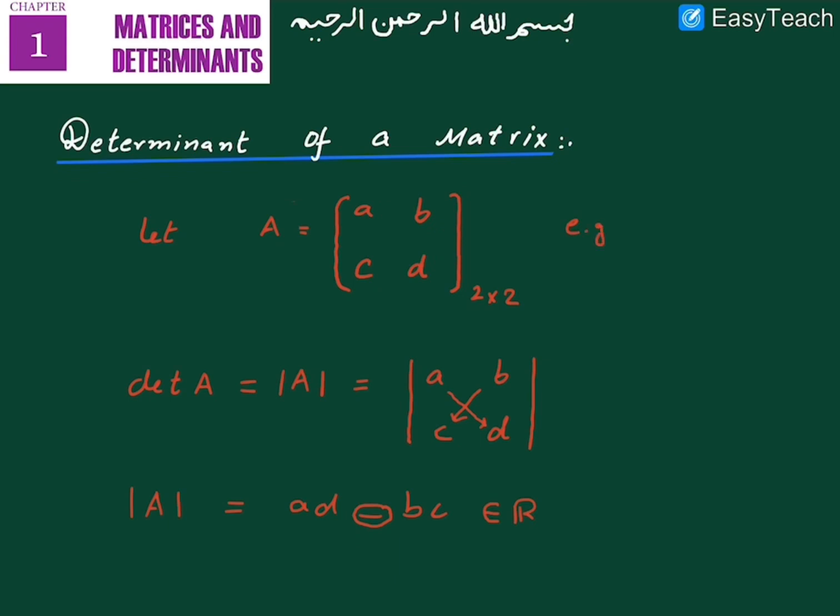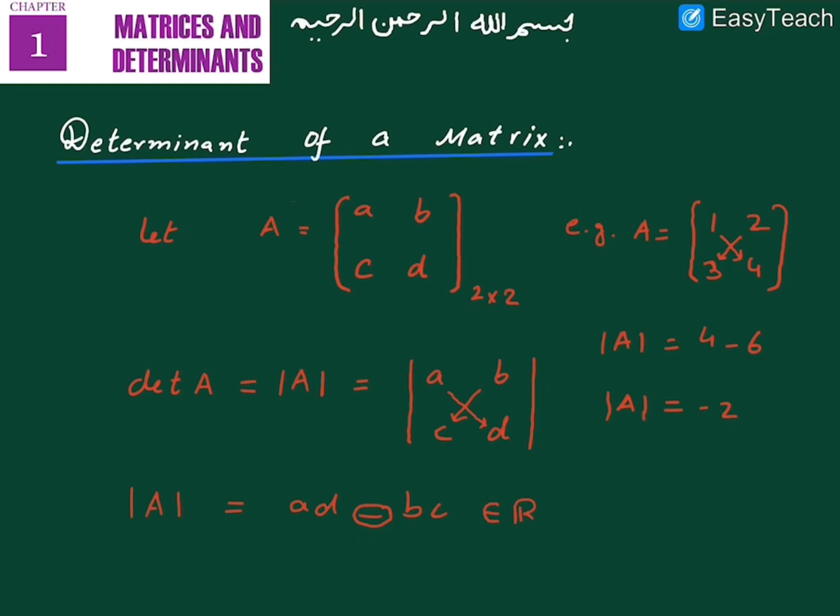For example, we have a matrix A = [[1, 2], [3, 4]], a square matrix of order 2 by 2. So the determinant of A will be equal to 1 times 4, which is 4, minus 3 times 2, which is 6, so which is minus 2. So this is how to find the determinant of a square matrix of order 2 by 2.